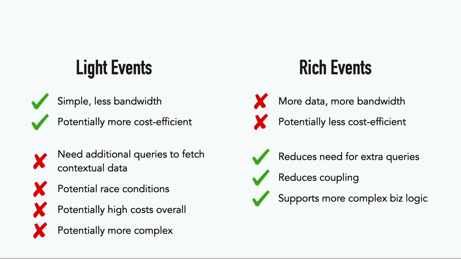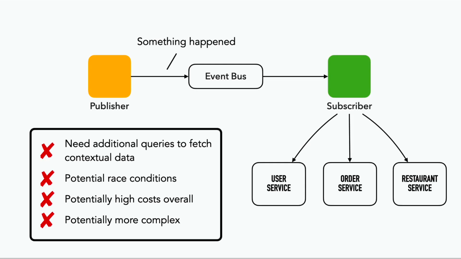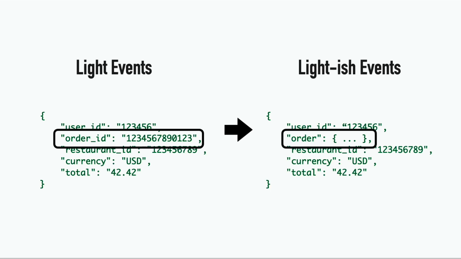So suffice to say, neither approach is perfect. The single most important question to consider is, does the event contain enough information for most subscribers to proceed? Because all the problems with light events stem from this extra request that a subscriber needs to make. If we know what the subscriber needs, it'll be so easy to just use a light-ish event that gives you a fully expanded order as opposed to just the order ID, if we know that's everything the subscriber would need.